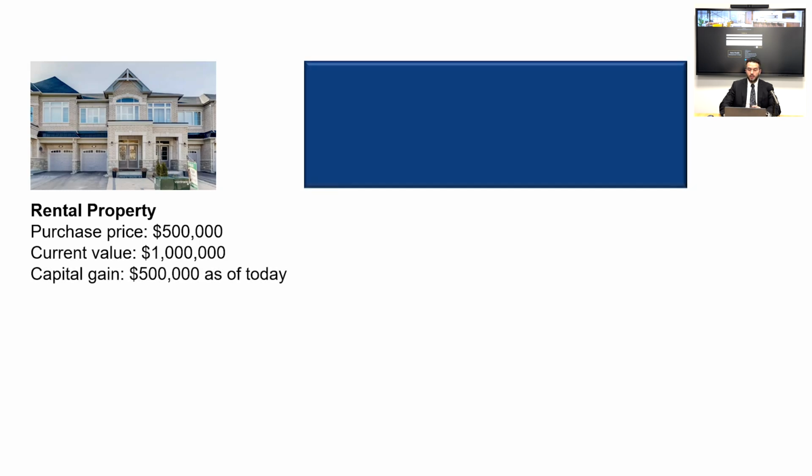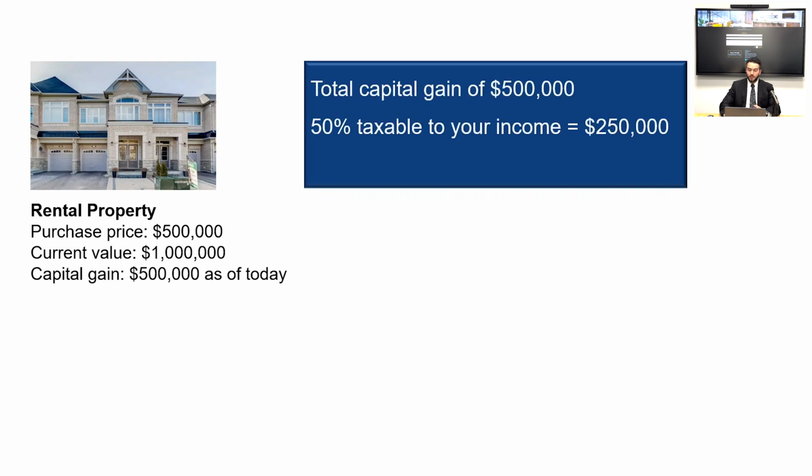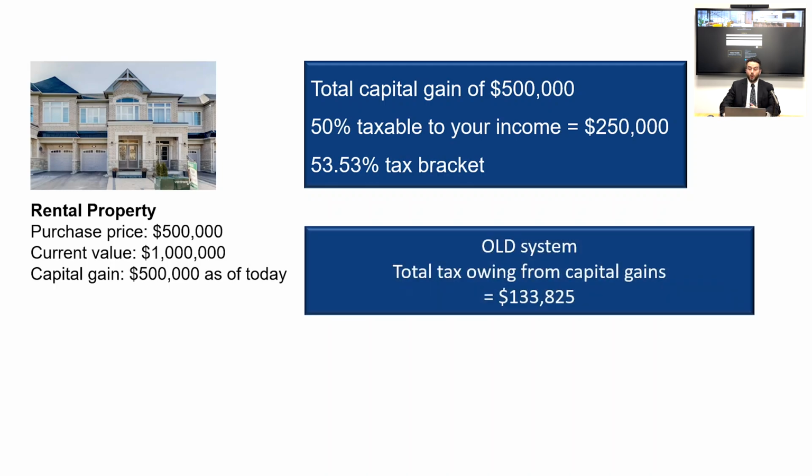So the way the tax system works, there's a total capital gain of $500,000. 50% becomes taxable to your income. And let's assume you're at the highest marginal tax rate, which in Ontario is 53.53%. Under the old system, the total tax owing would be $133,825. Now, I'm going to exclude things like betterments and improvements for this example.